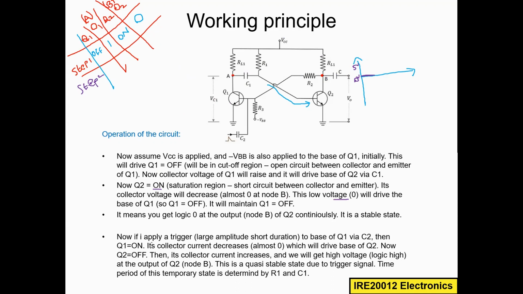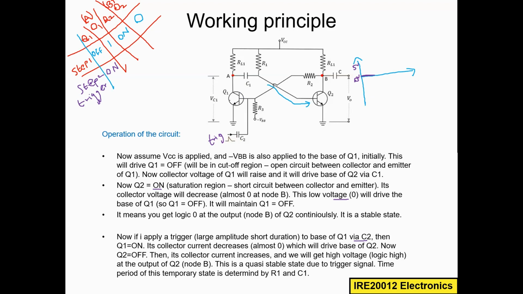Now if I apply a trigger to the base of Q1 via C2, so here I have the trigger, then what will happen? Q1 will immediately turn on. You see here in the second step, Q1 is turned on only if I apply the trigger. If I don't apply the trigger, then this will maintain step 1. So because of the trigger, I turned on Q1.